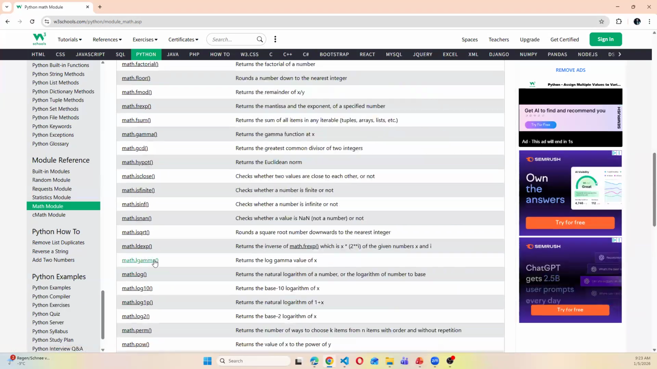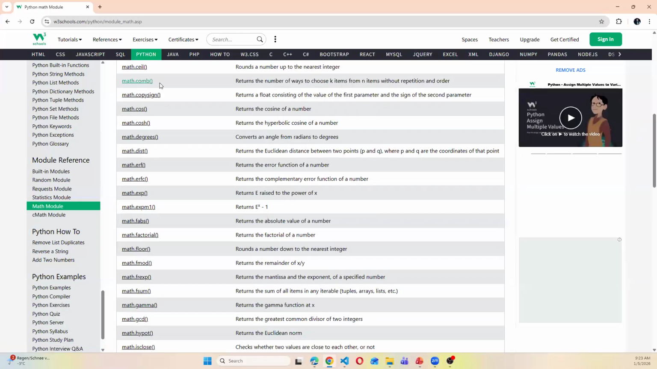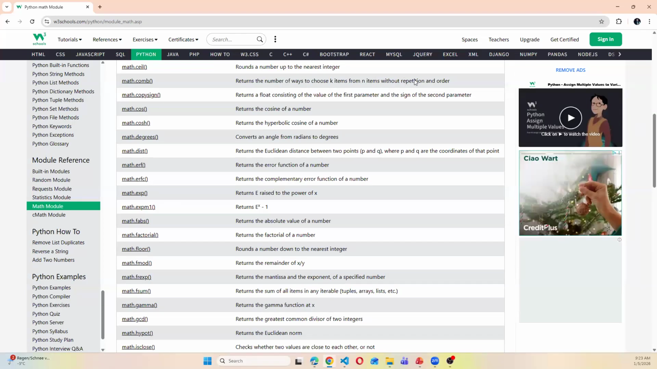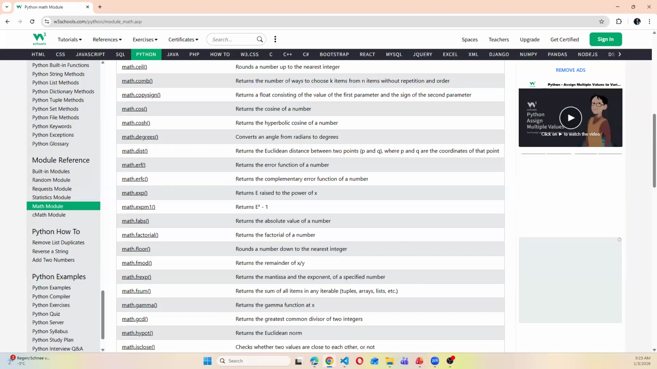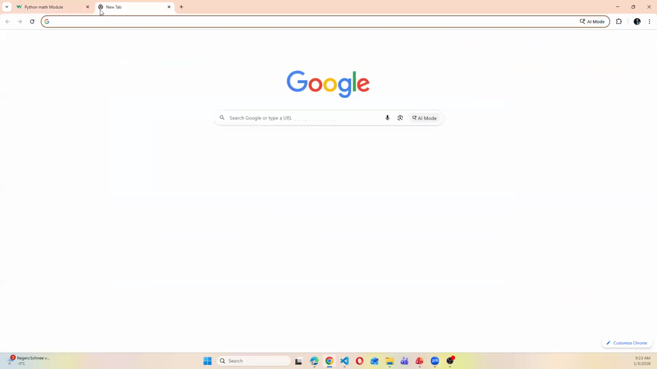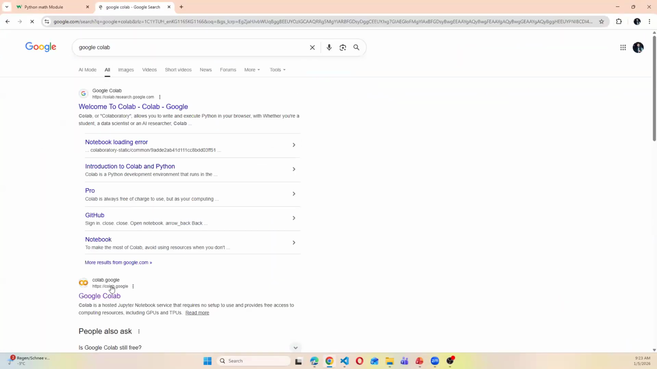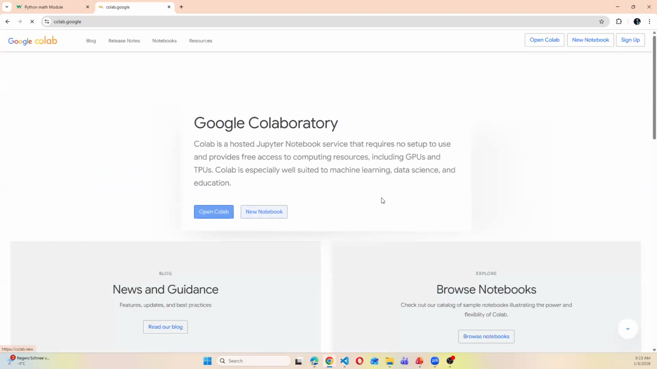Let me find where combination is. Yeah, combination is here, math.comb. It returns the number of ways to choose k items from n items without repetition and order. So now let's do these questions together in Python. How can we do it? Okay, let me open a Google Colab. If you have some questions, you can ask meanwhile. Let me open a new one.